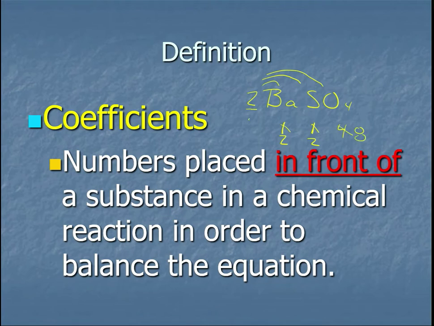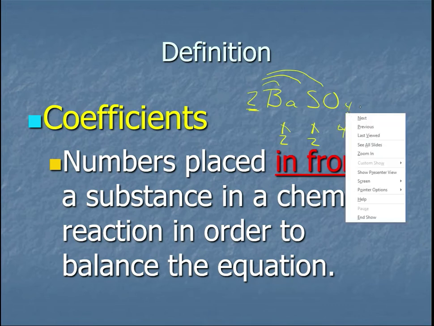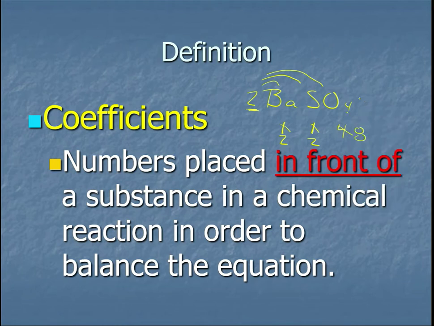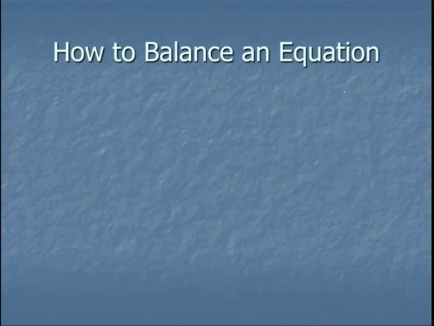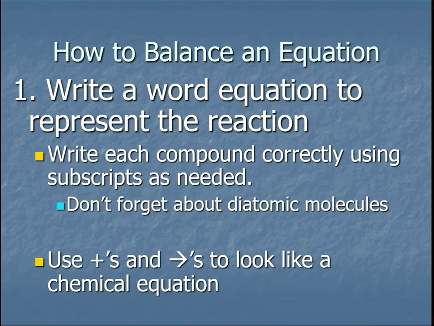So the number out front multiplies through everything in the compound, whereas this little subscript number only multiplies through the number that's directly to the left. Okay, so let's see how this works. What are we going to do to balance an equation? Well, first thing we're going to do is write the equation in its skeletal form.